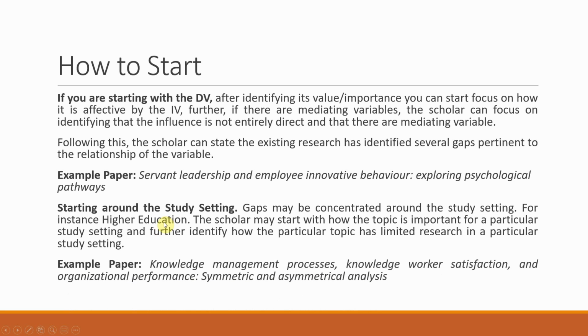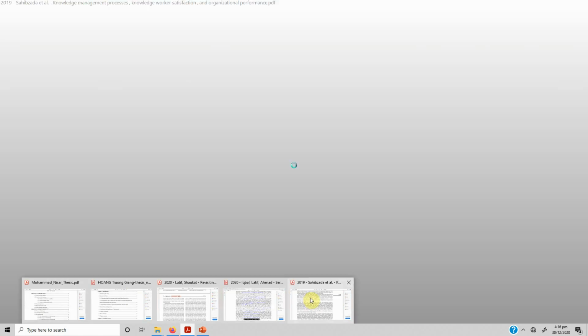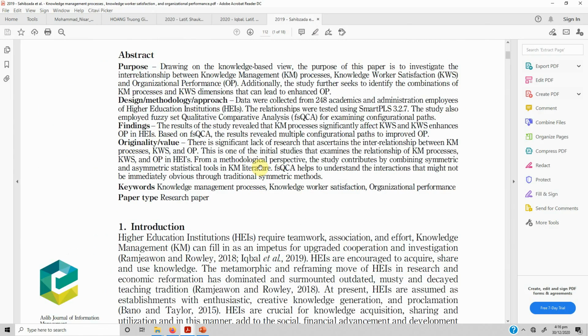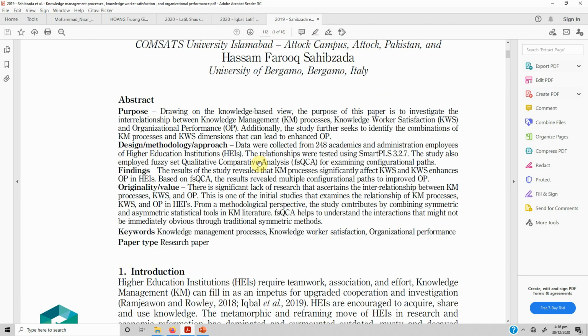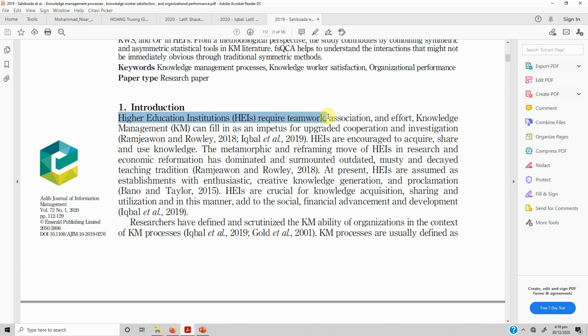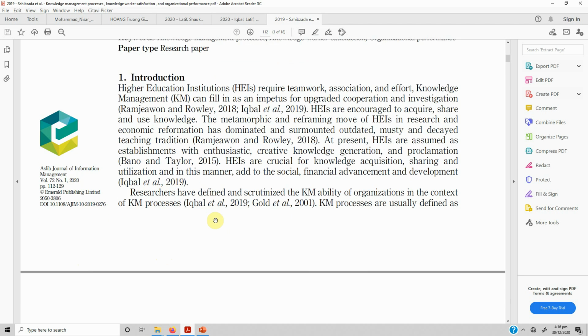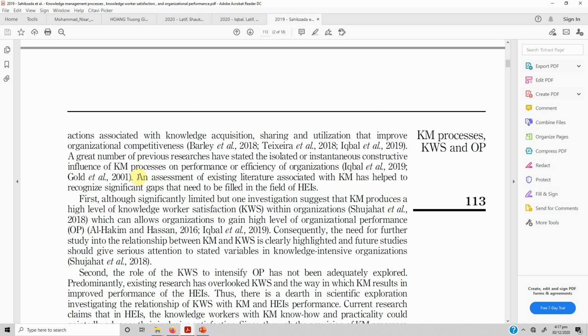The example paper that I've taken is Knowledge Management Processes, Knowledge Worker Satisfaction and Organizational Performance: Symmetric and Asymmetrical Analysis. Here is the example paper. I'll share all the references in the description. Here is the paper, and the start is with higher education institutions require. The focus is on the study setting, and then how these concepts are related to that particular study setting. Followed by this, what gaps are prevalent: an assessment of existing literature associated with KM has helped to recognize significant gaps that need to be filled in the field of higher education institutions. So this is how you can start writing your introduction.